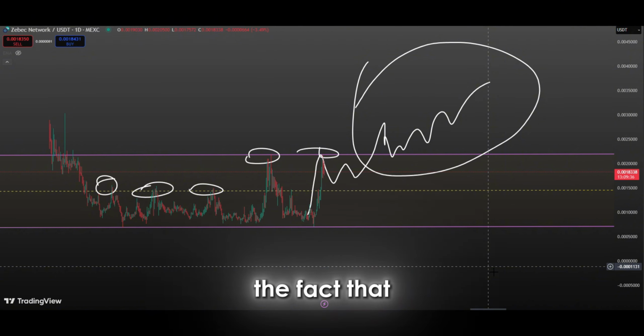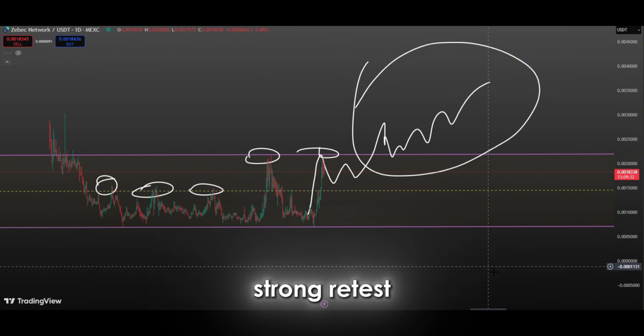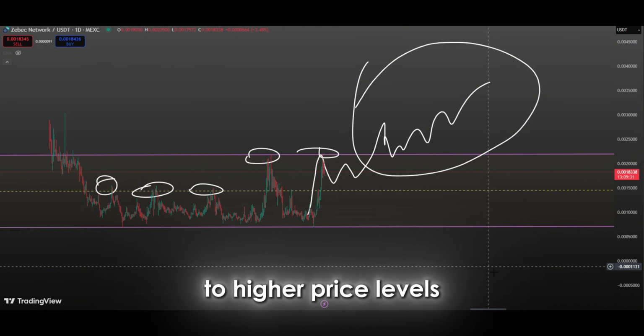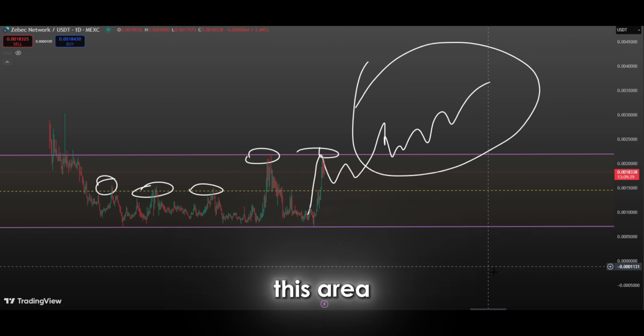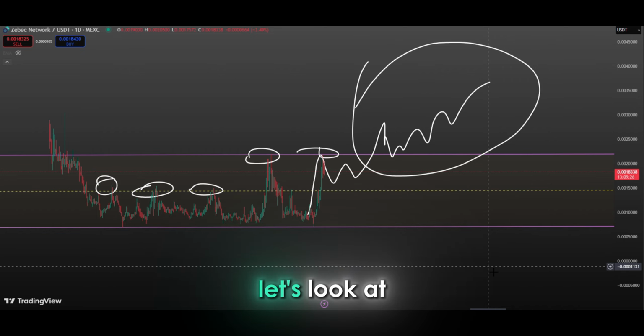As a result, the fact that the price is currently at the upper boundary of the horizontal channel shows that we are at a very critical point. If this resistance level is breached and then becomes support with a strong retest, this could lead to higher price levels in the coming period. For this reason, it is extremely important for investors to carefully monitor this area and be prepared for a possible breakout scenario, but we cannot decide the analysis only with the channel. Let's look at other metrics.